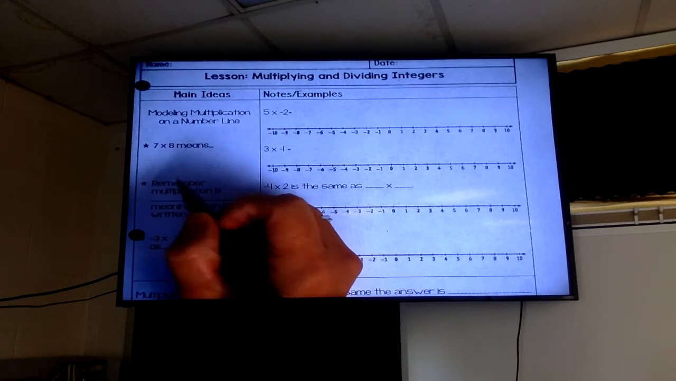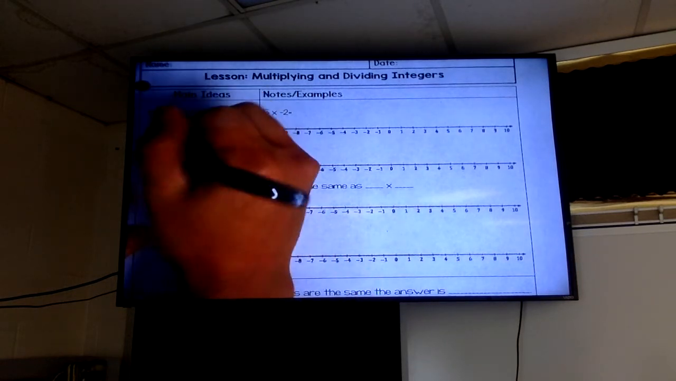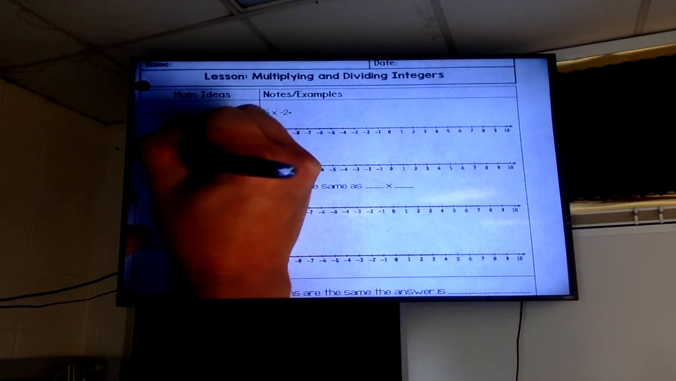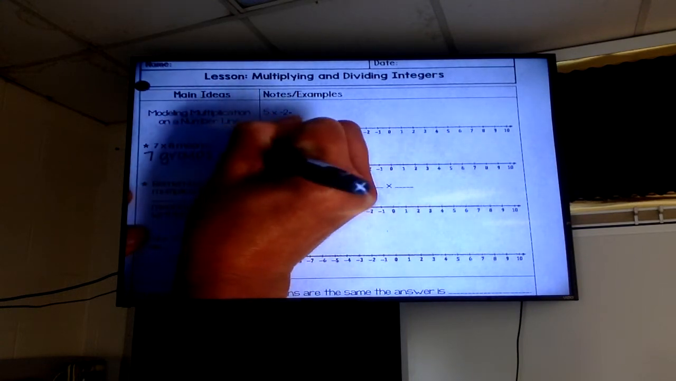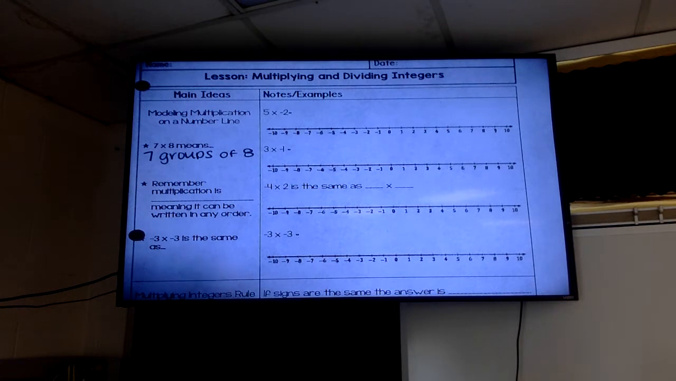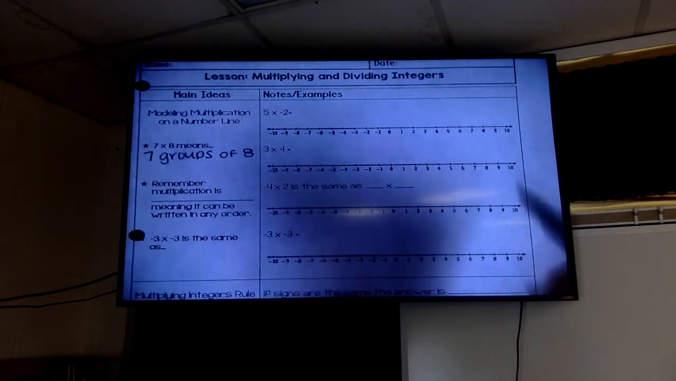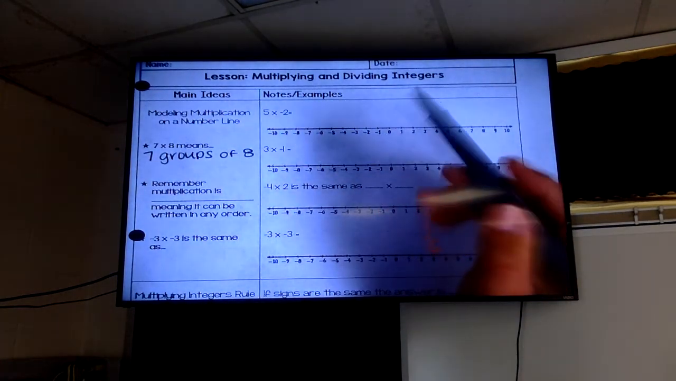One of the meanings of 7 times 8 is that there are 7 groups of 8. And that's how you learned it when you first learned multiplication. They would tell you there's 7 groups of 8. How many is there altogether? So we're going to use that idea here when we model on a number line.